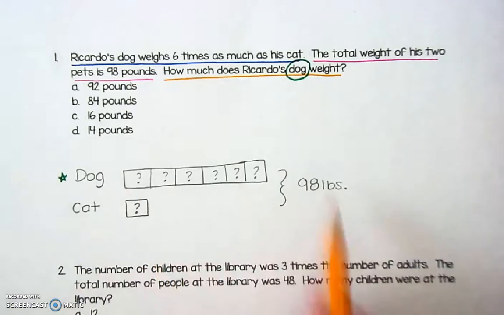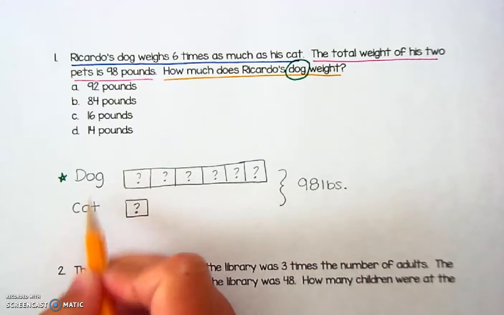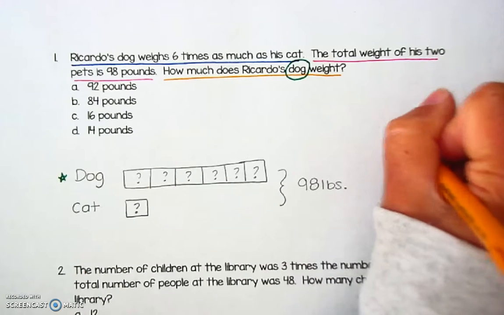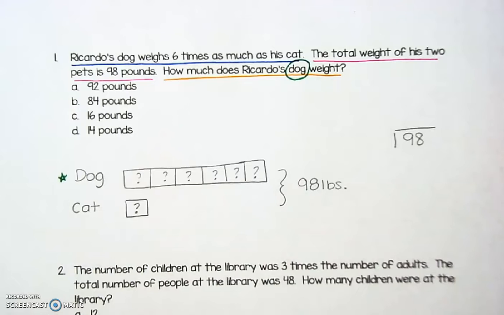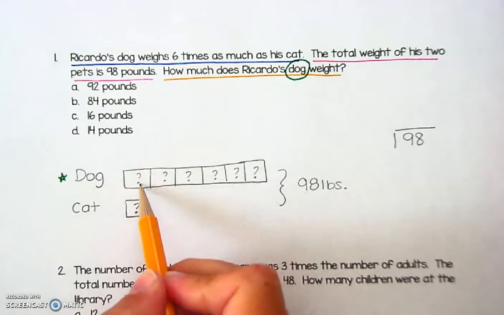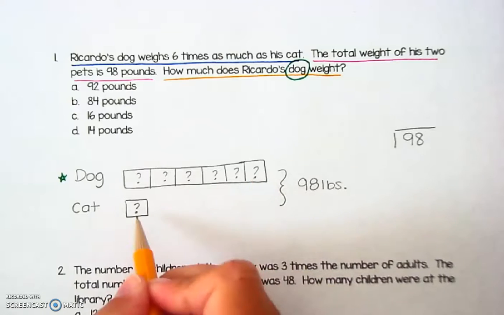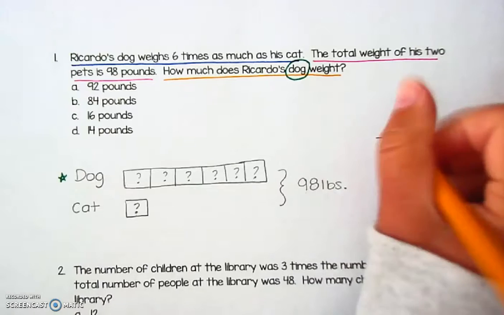So now I have this picture that can help me solve the problem. So I know that these 98 pounds are shared between the dog and the cat. So I can take that 98 and I can divide it by all of the groups I see here. That means I'm dividing it into not just 6 groups shown for the dog, but 7 total groups, because I also have this one group for the cat.